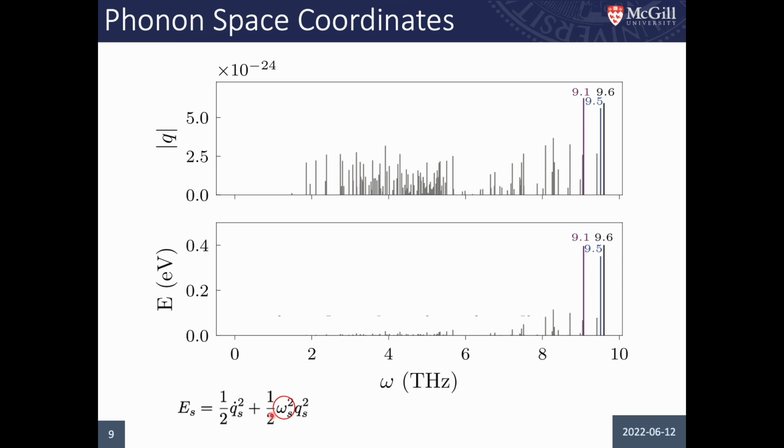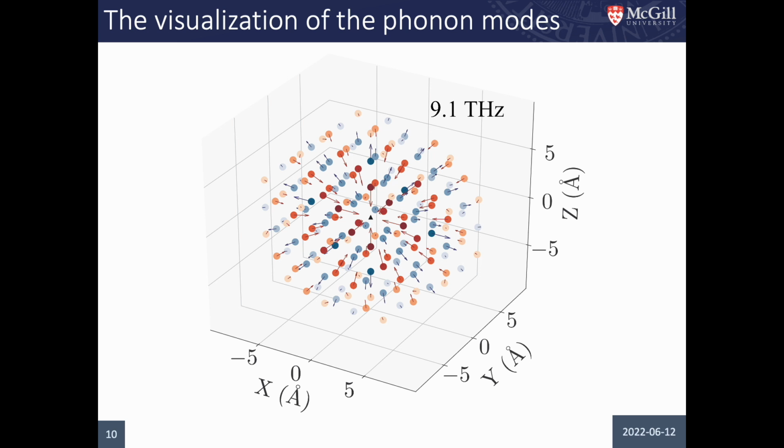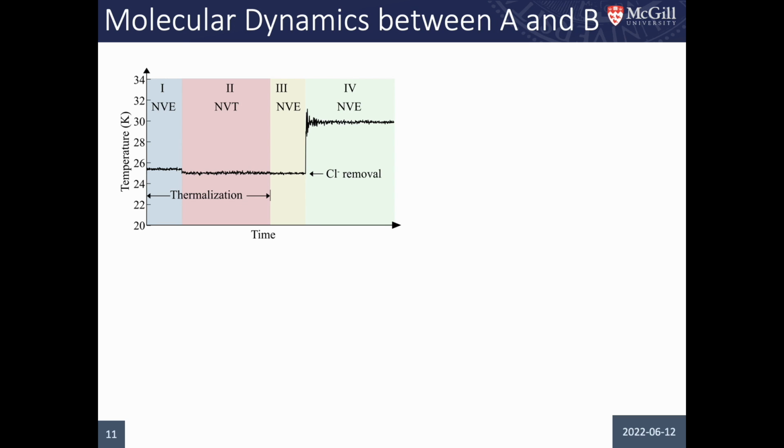There's a clear dominance of the high-frequency optical modes. The 3 optical modes take up more than 50% of the total energy. These 3 modes are high-frequency stretching modes. For example, the visualization of the 9.1 THz mode is shown here, with sodium and chloride ions having opposing motions. All the ions point towards or out of the defect. With the analysis of the distortion field, let's proceed to the molecular dynamics part.